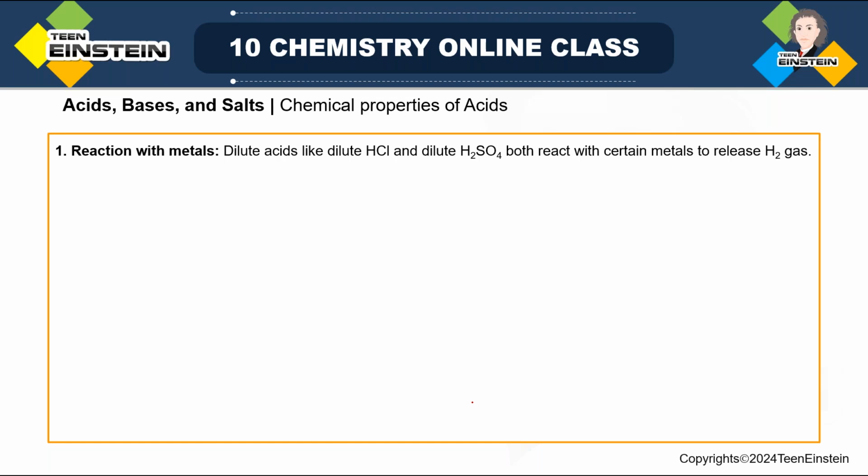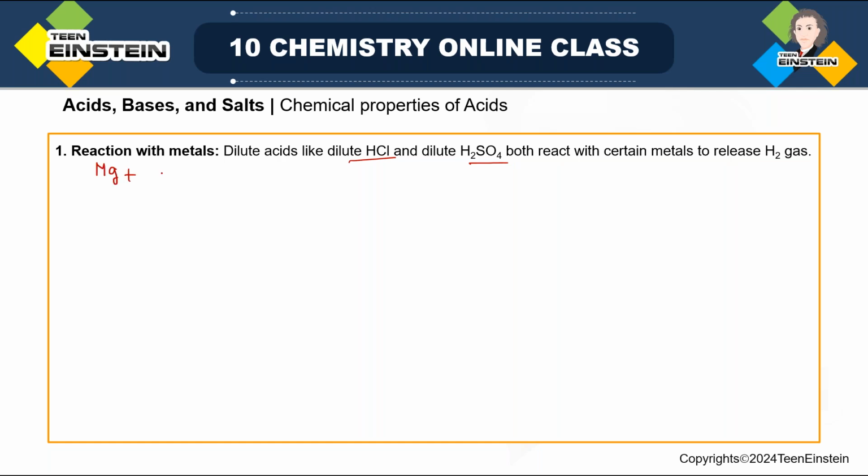So here we have the first reaction, which is very common for acid. Dilute acid like HCl or H2SO4, this type of acid, mineral acid, both react with certain metals. Here it is important to understand certain metals, because all the metals you cannot expect this type of reaction. Only the reactive metals we can expect this type of reaction. So hydrogen gas will be liberated in this reaction. Okay, so we will see some reactions here.